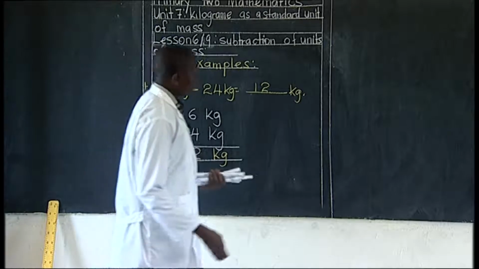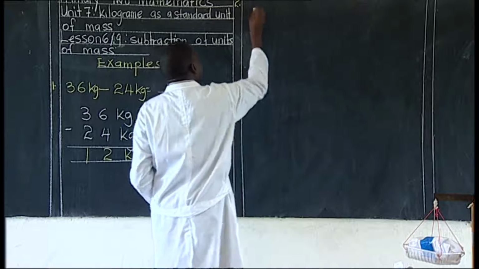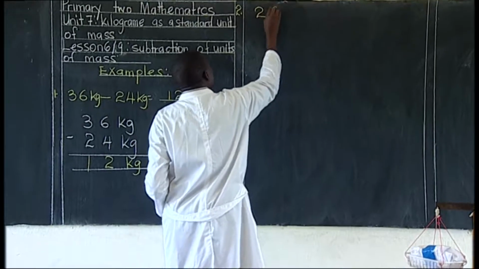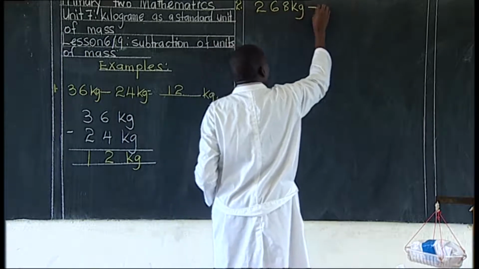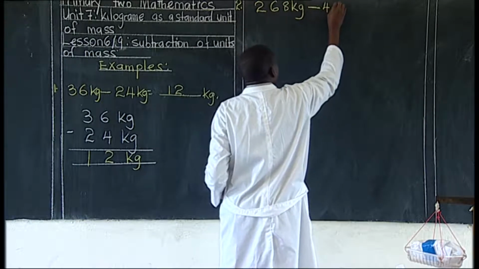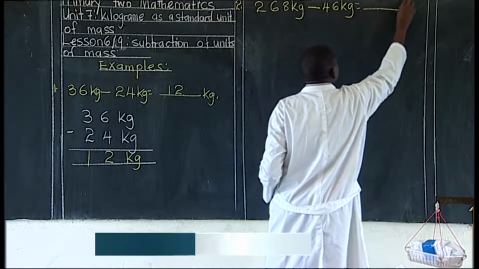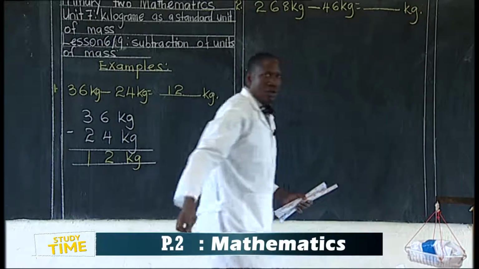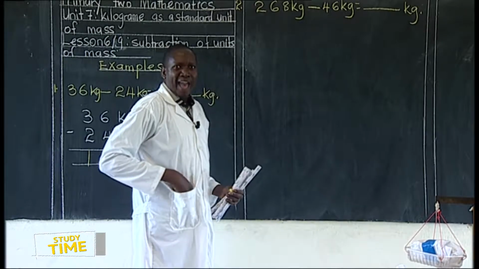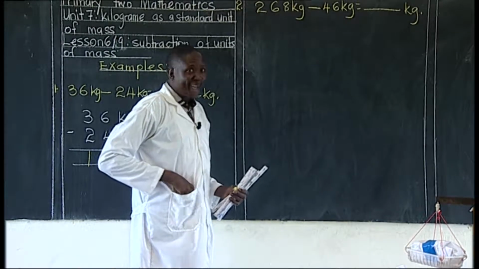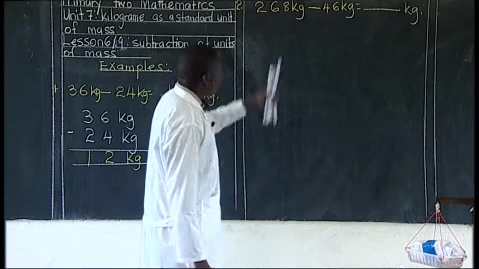Let's look at example number 2. Number 2 says, this is 268 kilograms. Take away 46 kilograms equals dash kilograms. So we are going to subtract. Good. I like the way you are paying attention and sitting. Are you there? Wonderful. We are going to show the working.